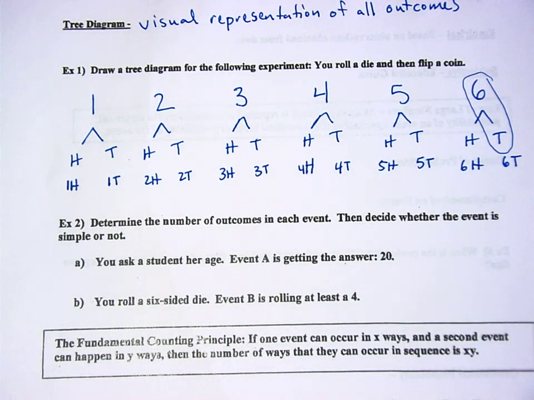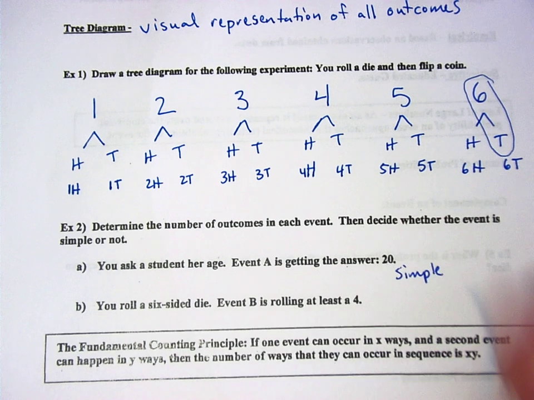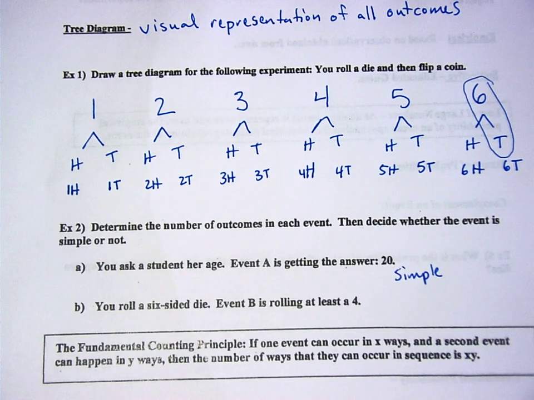Determine the number of outcomes in each event. Decide whether the event is simple or not. You ask a student her age. Event A is getting the answer 20. How many different ways can somebody tell me that they're 20? One, by saying that they're 20. This is simple. I say, how old are you? And I'm looking for the answer 20, and if they say 20, I got it. There's only one way to do it, them saying 20.